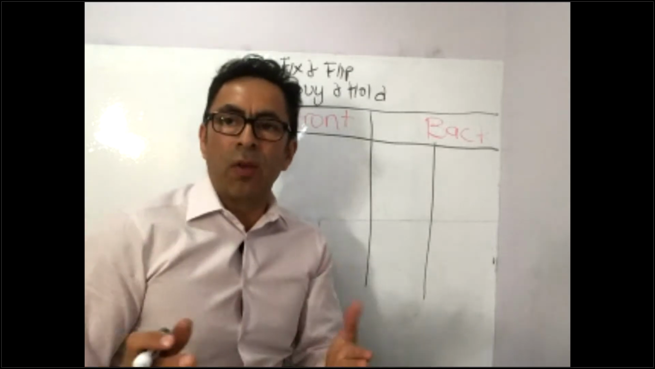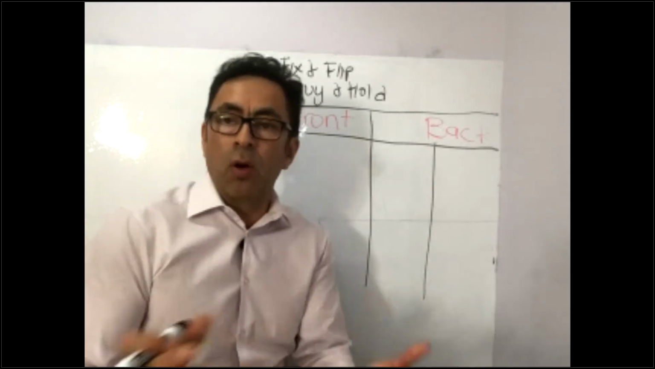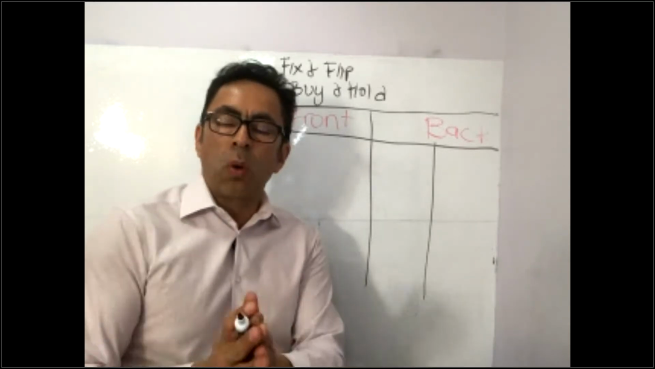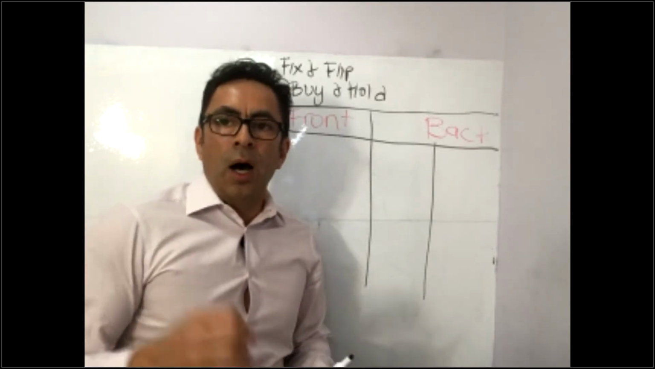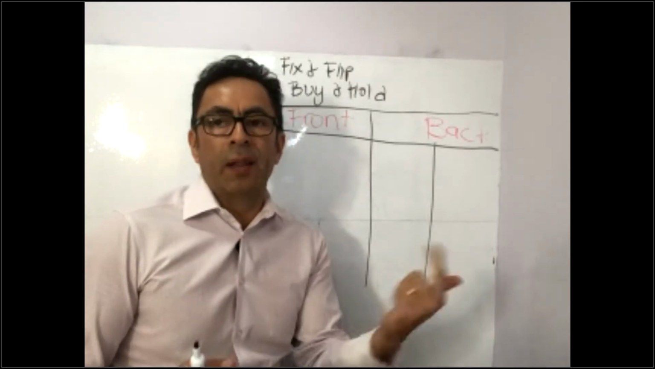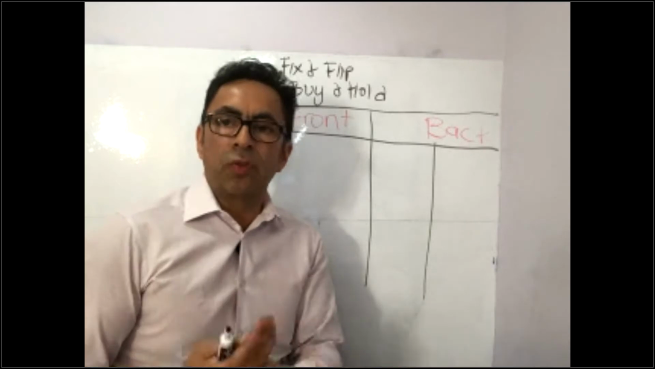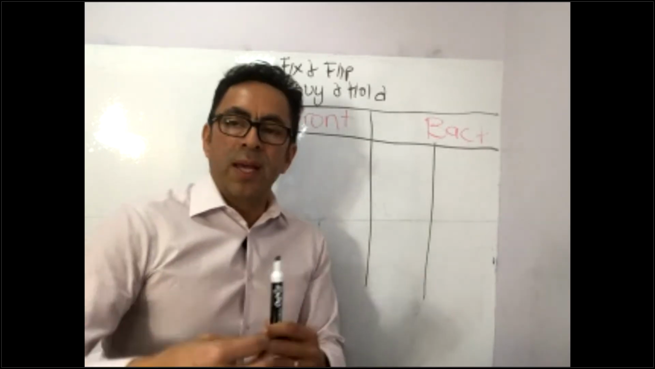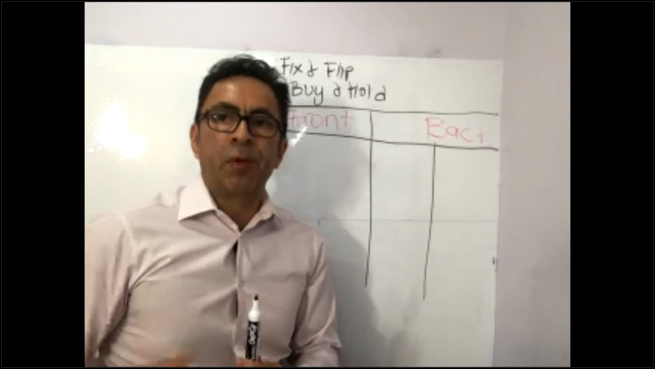If you have any other questions, even if they're unrelated, please post them via the chat and we're going to address them tonight. So we're going to focus primarily on two exit strategies that require funding. That's fix and flip and buy and hold. Wholesaling does not require funding because you are not buying the property. You are just reassigning the rights of the contract, okay?